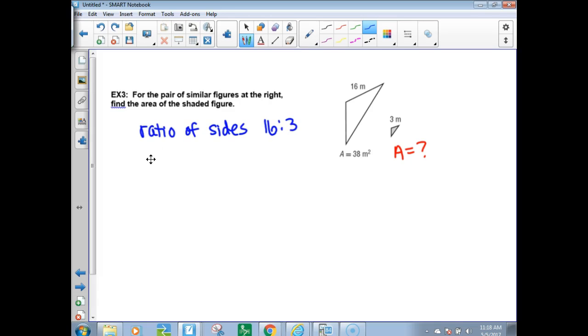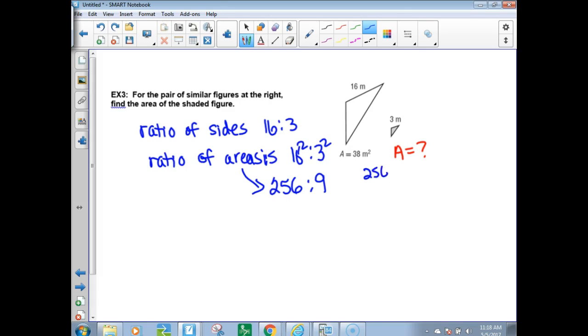If the ratio of the sides is 16 to 3, the ratio of the areas is 16 squared to 3 squared. 16 squared is 256. 3 squared is 9. That's what I need to use, the area ratio, because I want to find an area. So now I write a proportion. 256 over 9 equals 38, top or bottom? 256 is bigger than 9, so the bigger figure's area goes on the top. 38 to A. I just used an A as a reminder that I'm finding an area.